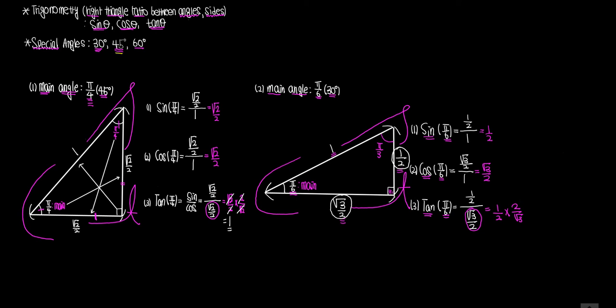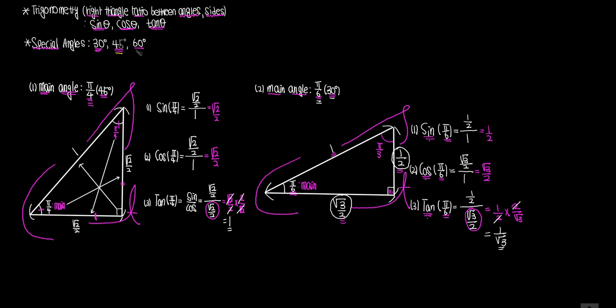The 2 is going to cancel out, and all we get is 1 over square root of 3, and 1 over square root of 3 will be the value for the tangent of main angle pi over 6. And we defined the sine, cosine, and tangent of our main angle pi over 6, which is 30 degrees.